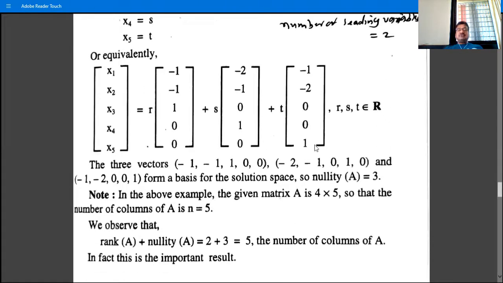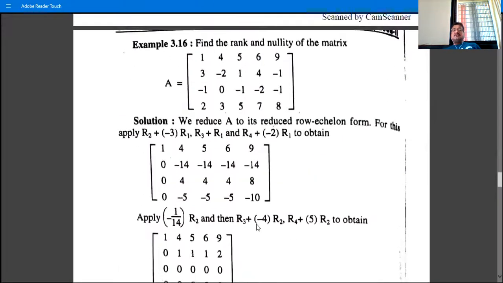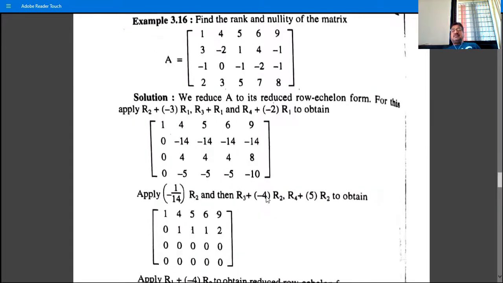So R, S, T belong to R, any real number, and therefore this set, this as the first vector, this as the second vector, and the set of these three vectors is a basis for the solution space of the system Ax = 0, or the null space of the matrix A. And so nullity of A is 3, and rank of A is 2. So their addition is equal to the number of columns in the matrix, which is 5.